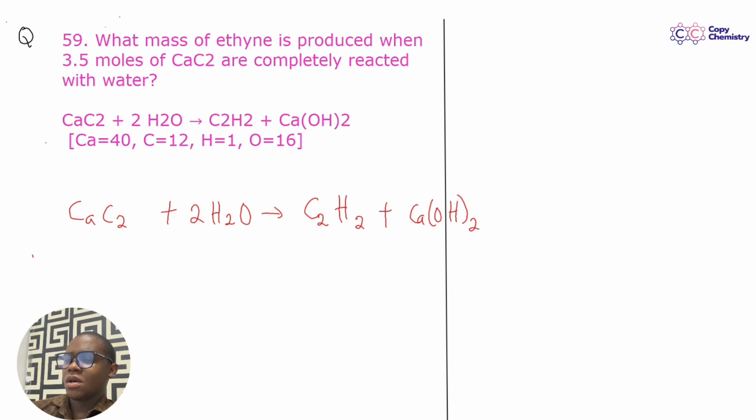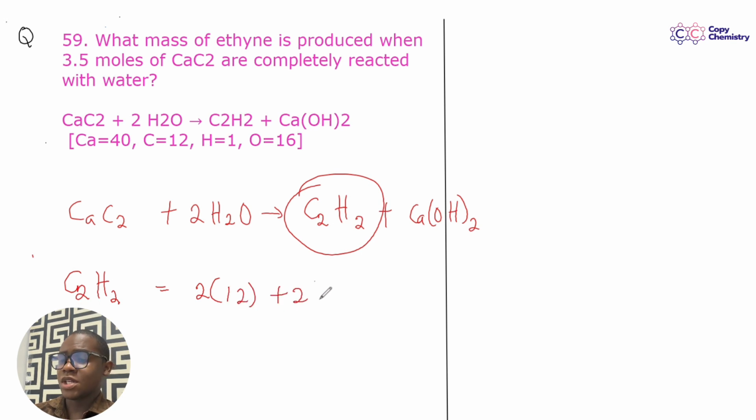Now, we are trying to get the mass of this ethine. So let's quickly get the molar mass of ethine. That'll be 2 multiplied by whatever carbon is, plus 2 multiplied by whatever hydrogen is. 12 times 2, that's 24, and then plus 2, that's 26. That's right? Okay, so leave that aside.